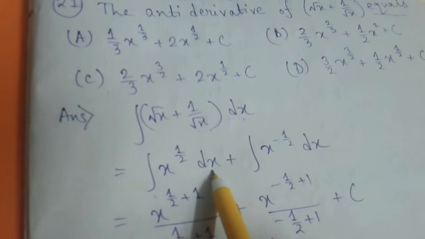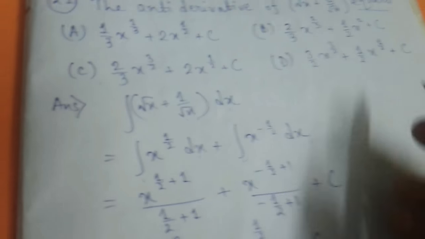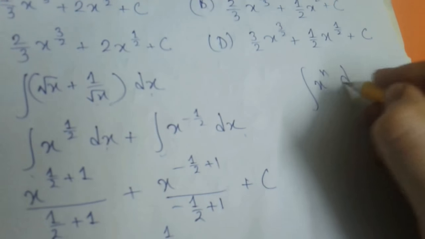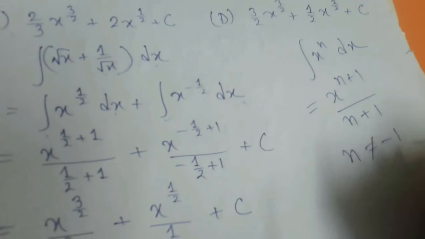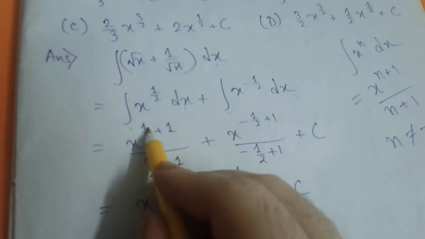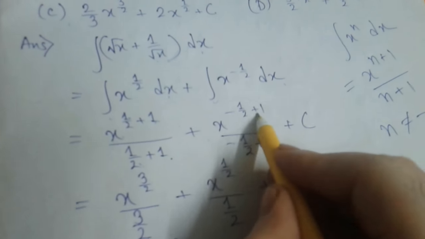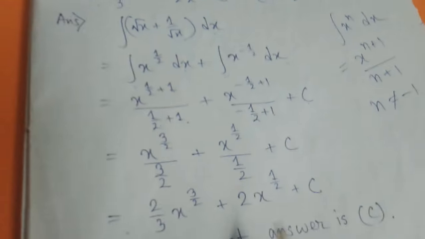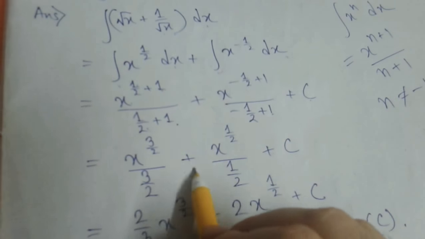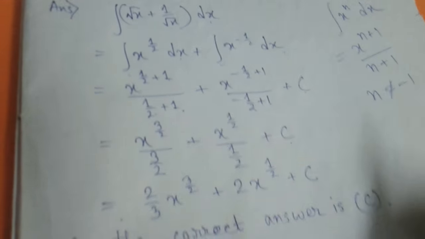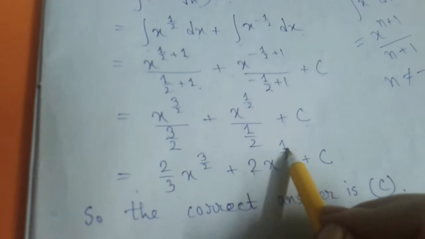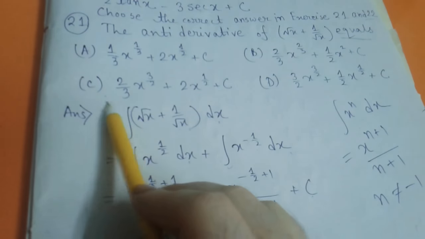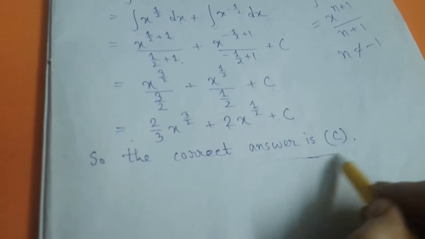That is integration of x to the power half dx plus integration of x to the power minus half dx. Using the formula, integration of x to the power n dx equals x to the power n plus 1 divided by n plus 1, where n not equals minus 1. So we get x to the power half plus 1 divided by half plus 1, plus x to the power minus half plus 1 divided by minus half plus 1, plus c constant. That equals x to the power 3 by 2 divided by 3 by 2 plus x to the power half divided by half plus c. That is 2 by 3 x to the power 3 by 2 plus 2 into x to the power half plus c. So option C is correct. So the correct answer is C.